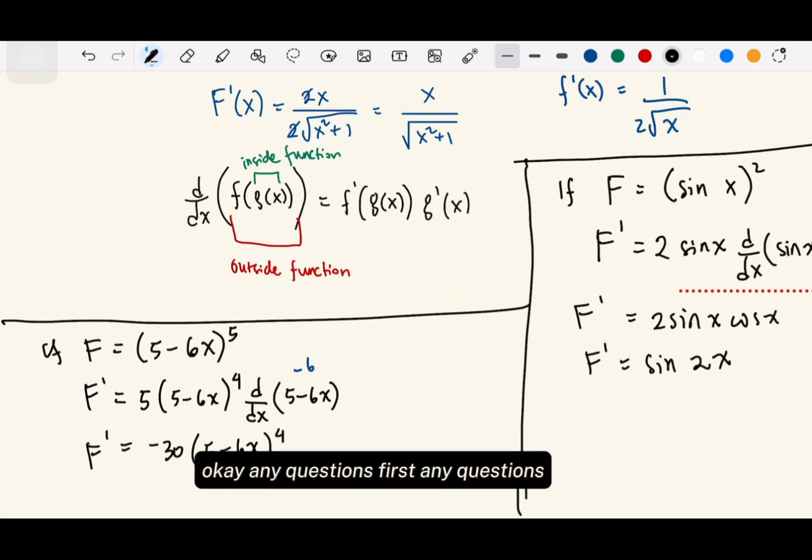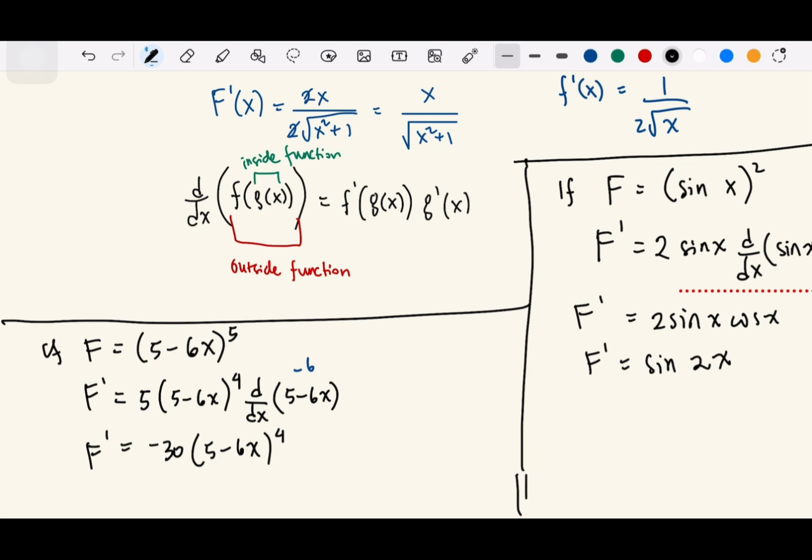Okay, any questions first? Any questions? No? Which one? Oh, this one? This cosine? It's the derivative of sine.